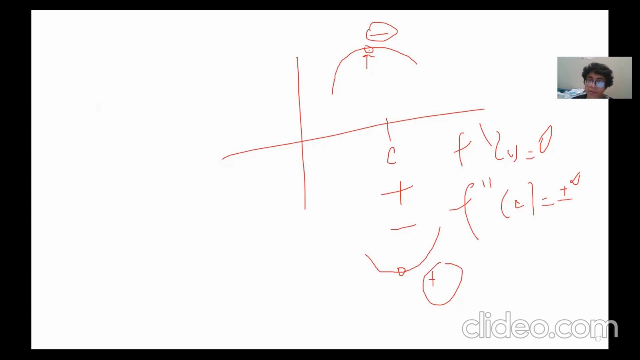Now, if it were 0, we would have no idea, right? It would probably be a saddle point in that case, where this one was concave down, this one's concave up, concave down, concave up, concave down. So these are the cases. So the second derivative test comes in handy just to make sure you get the signs on the second and the 0 on the first. Okay.